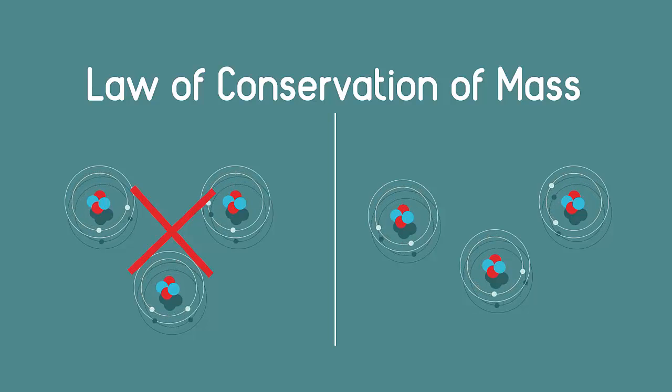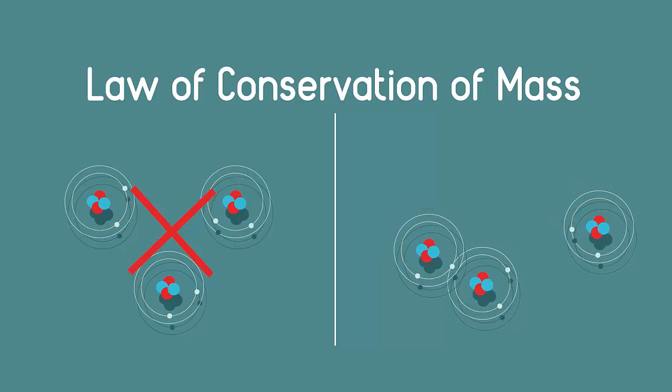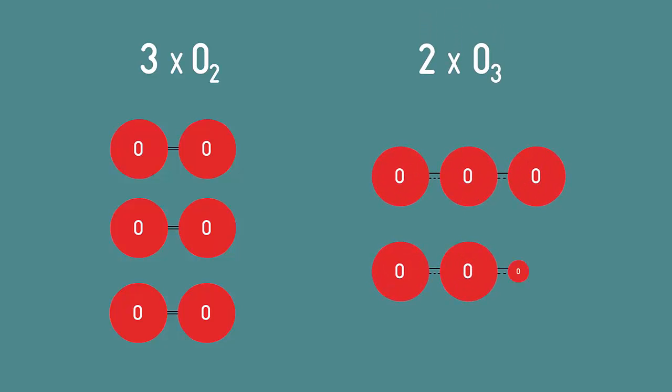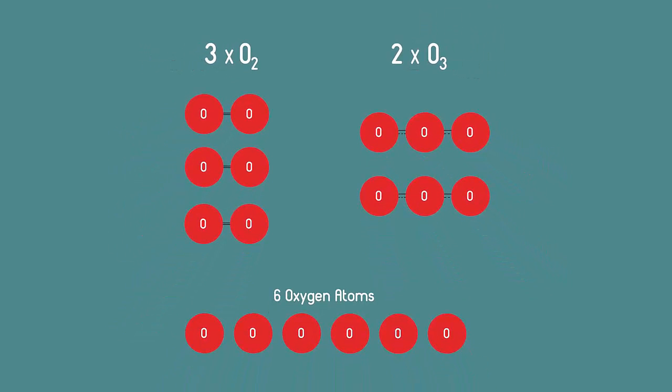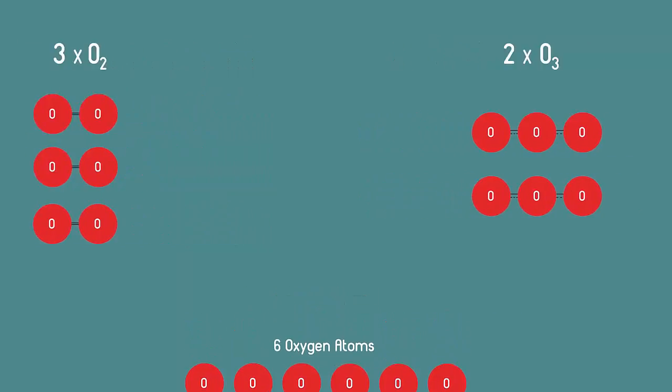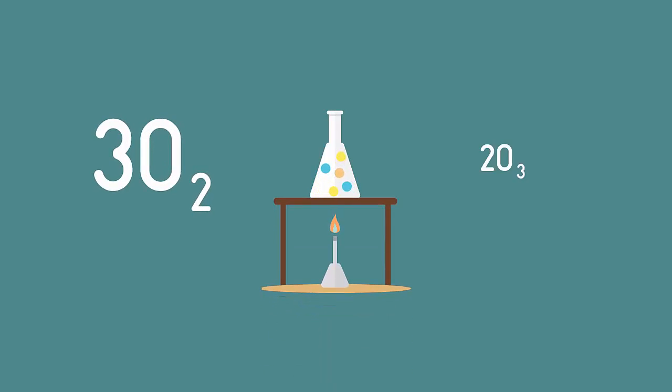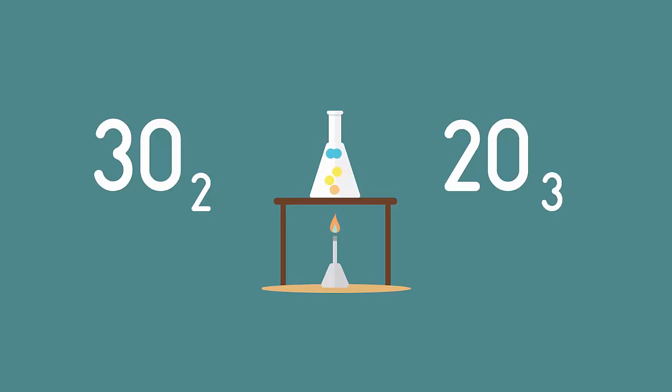The number of each kind of atom remains the same during a chemical reaction, even though they might arrange themselves differently in compounds. So here there are 6 oxygen atoms, and here, and here. But these are 3 different ways of arranging the atoms. Chemical reactions are all about rearranging atoms. Chemical reactions can be represented by symbol equations so long as the number of atoms on each side of the equal sign remains the same.